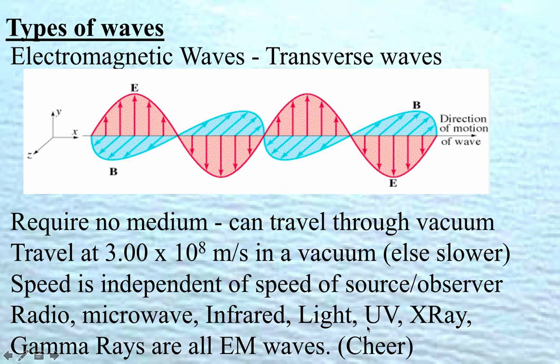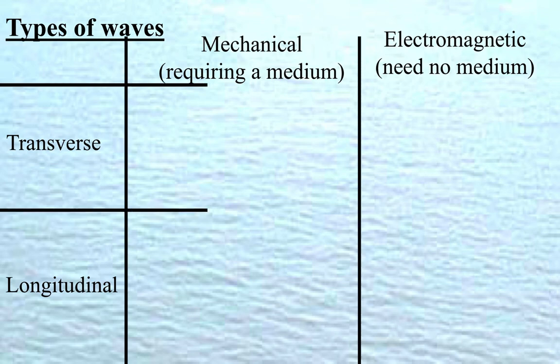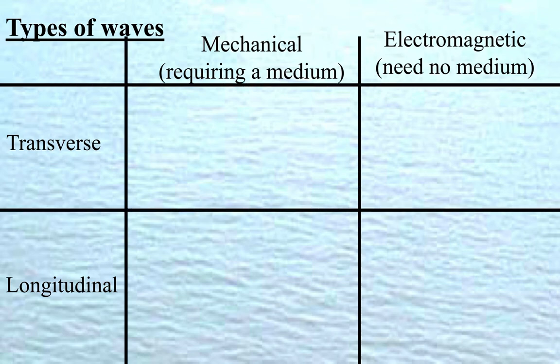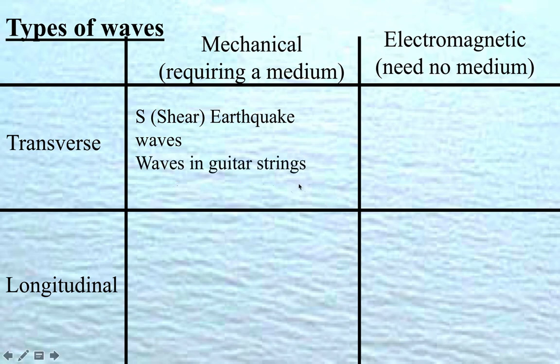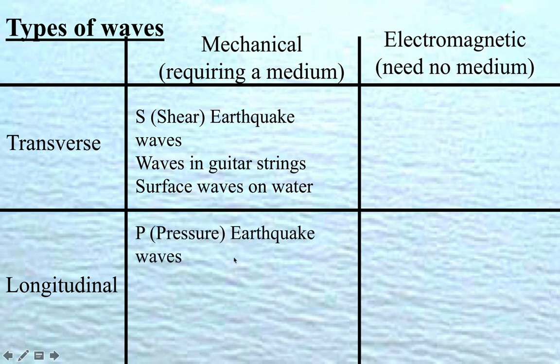It's really quite peppy. So this is just sort of a rundown of it. Mechanical waves, so shear waves in earthquakes are transverse waves. A building, as a shear wave goes by, as the wave goes like this, buildings go up and down with shear waves. Waves on guitar strings, obviously, surface waves on water are mechanical transverse waves. Longitudinal waves, pressure waves in earthquake waves. In a pressure wave, as the wave travels this way, the buildings move this way and this way. They're longitudinal.